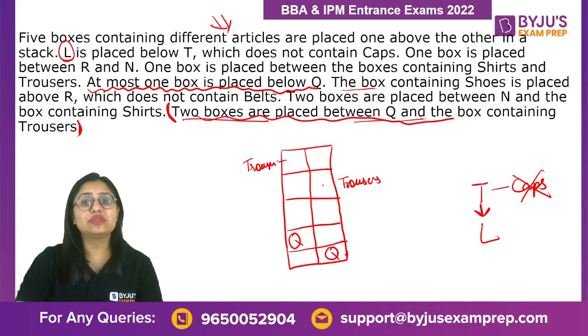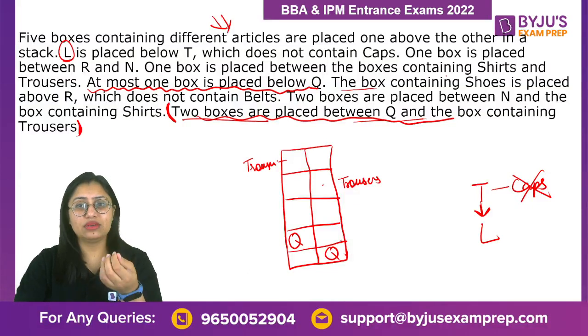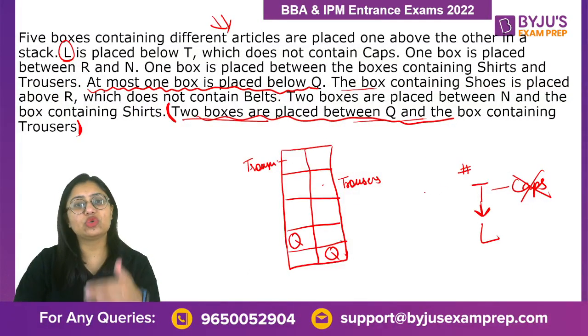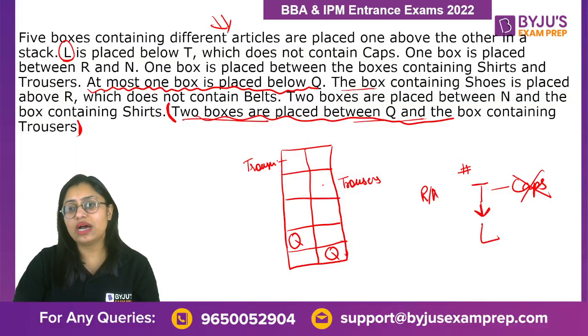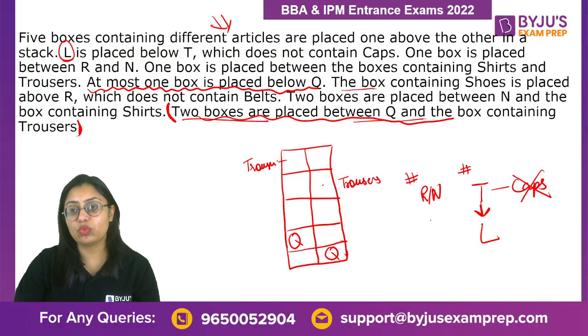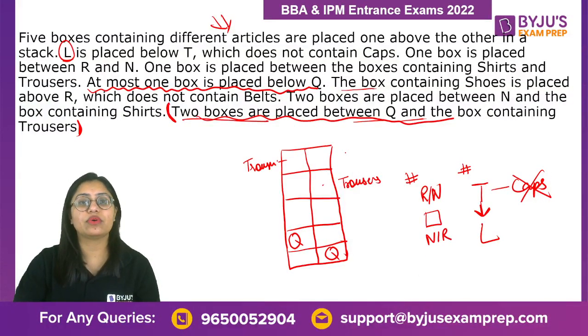One box is placed between R and N. Okay, so that means, so this is my first information. Why am I writing both? So that I can visually see them. One box is placed between R and N. So there is this possibility as well, right?